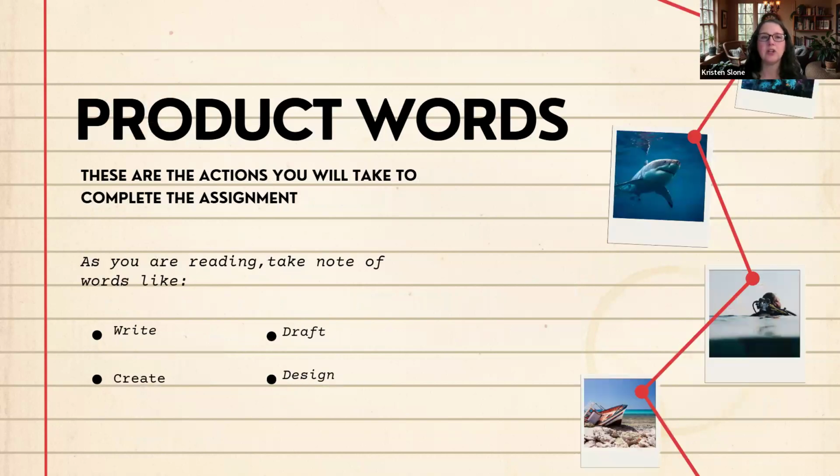The other type of word you want to look for are product words. So these are the actions that you will take to complete the assignment, okay? And as I tell you these, you're probably thinking, well, duh, but I'm telling you, before I knew all this, sometimes it was hard for me to decipher what I was being asked to do to complete an assignment. So as you're reading, you're going to see words like write or draft or create or design. And again, this is not an exhaustive list of product words. These are just common words that you will see, okay? Discuss, that sort of thing.